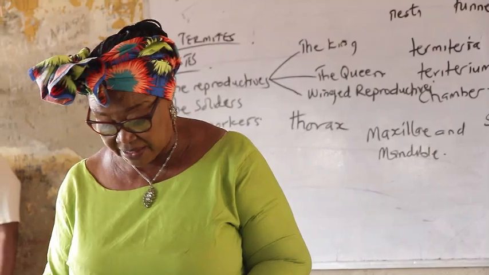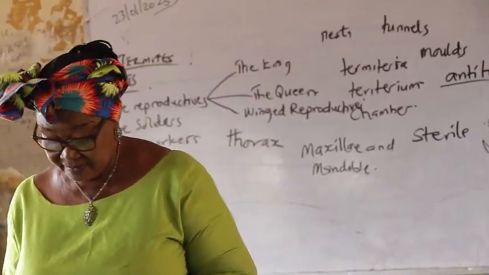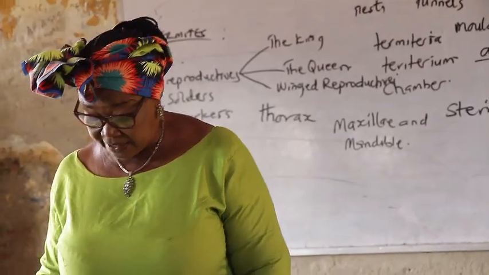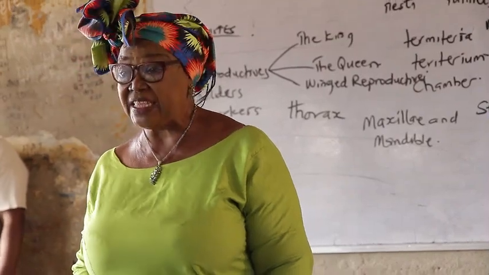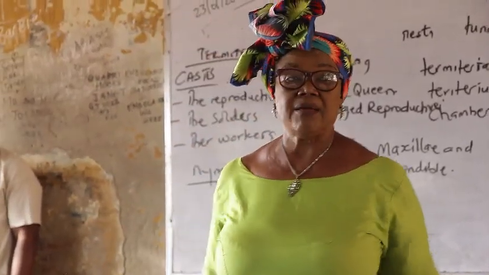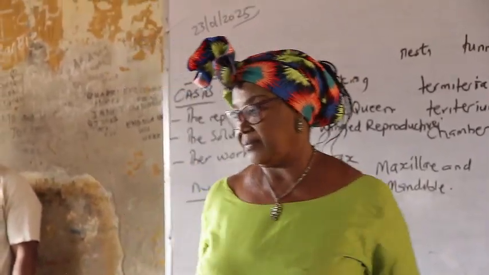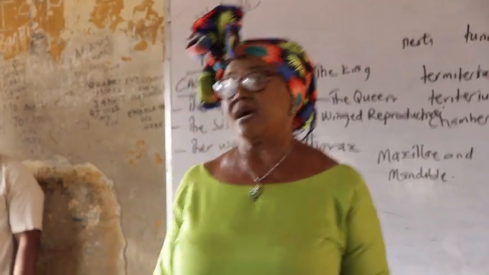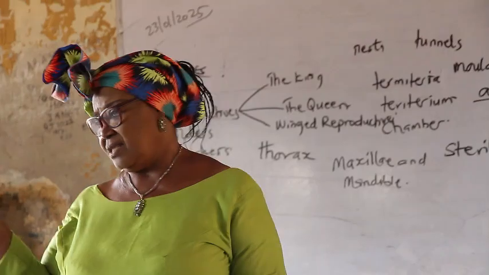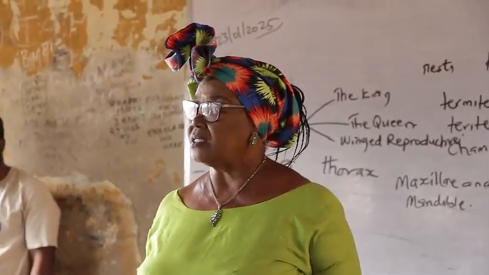Economic importance of termites. 1, termites destroy woods and furniture by feeding on them. So you can see now, they destroy our wood and our furniture in the house. But what are they doing? They are feeding to sustain themselves, isn't it?